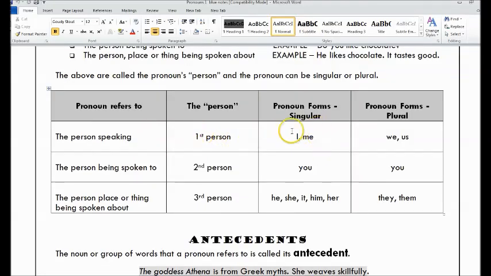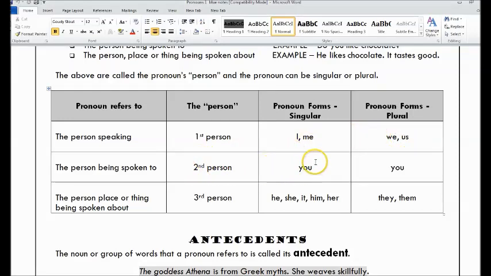So the pronouns that are first person are I and me for the singular forms. I we use when it's the subject of the sentence. Me we use when it's an object, either a direct object, an indirect object, or the object of a preposition. We and us are the plural forms. We includes me and you as a group. We is the subject of the sentence. Us is when it's an object of the preposition, a direct object, or an indirect object.